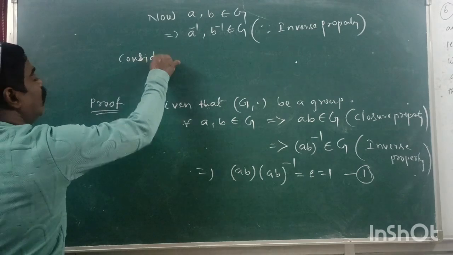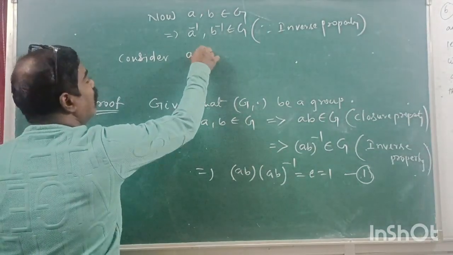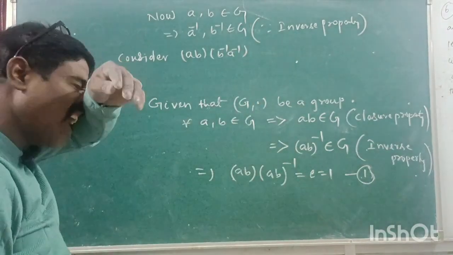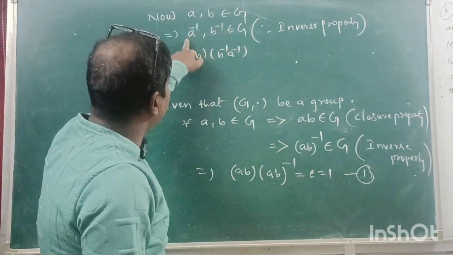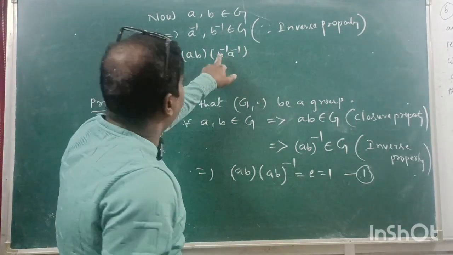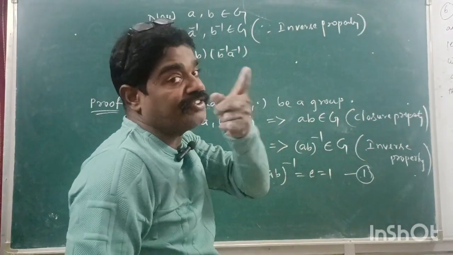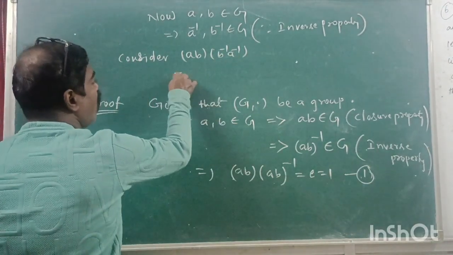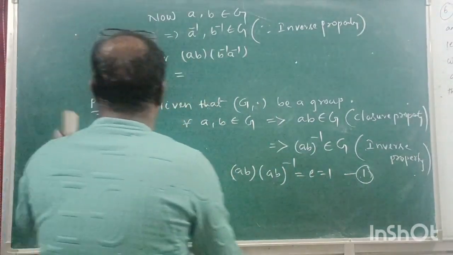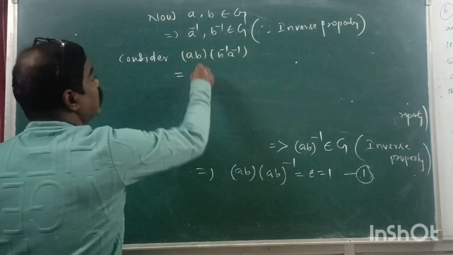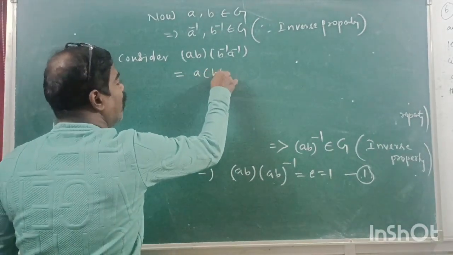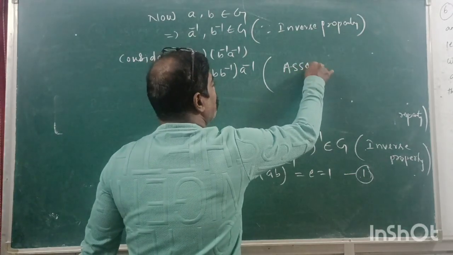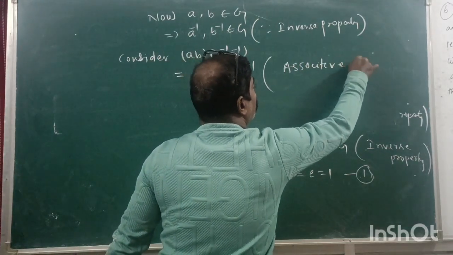Now what I will do here, I will consider here AB into B inverse A inverse. Okay? Because when A inverse and B inverse belong to G, B inverse A inverse also belongs to where? G, that is a closure property. Why you are taking this one? For proving the theorem, right? Fine. So this is equal to how you are writing? I am writing this one, A, B inverse into A inverse. Which property? Associative property.